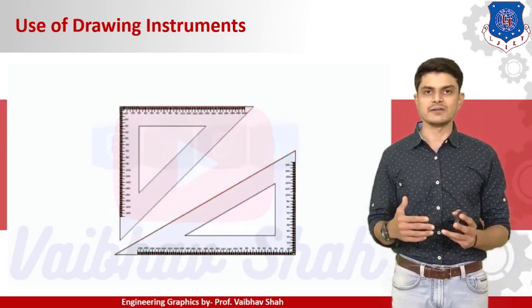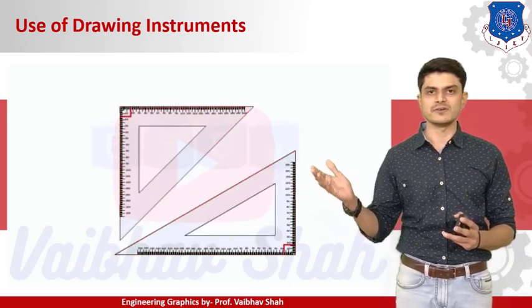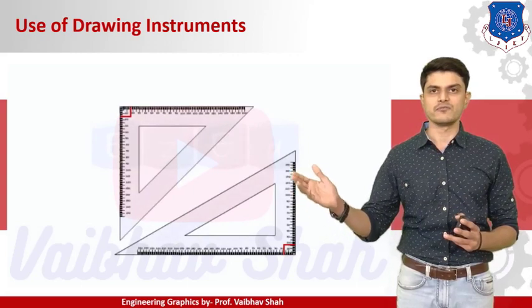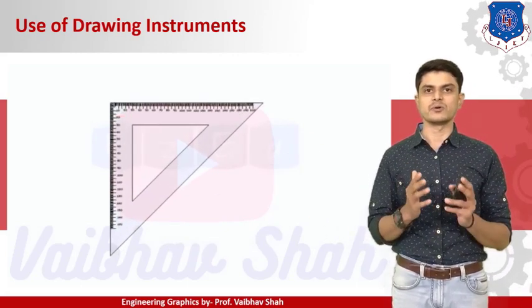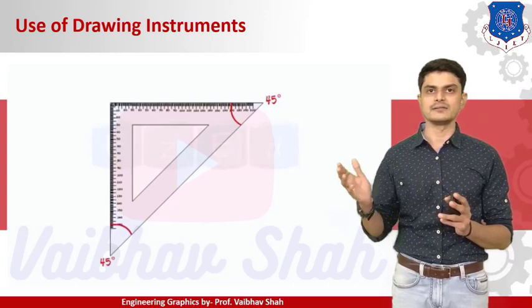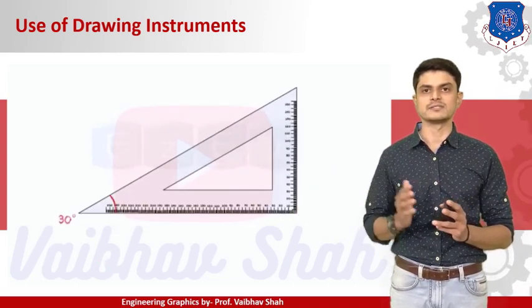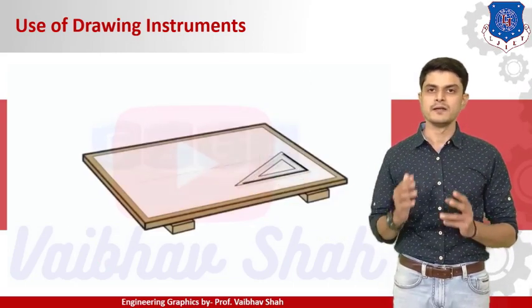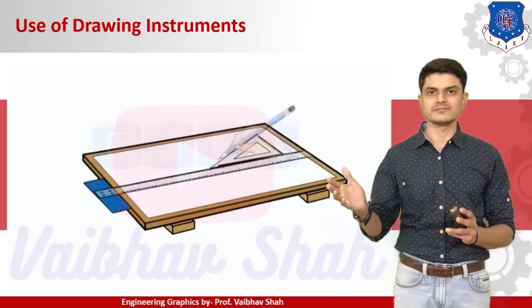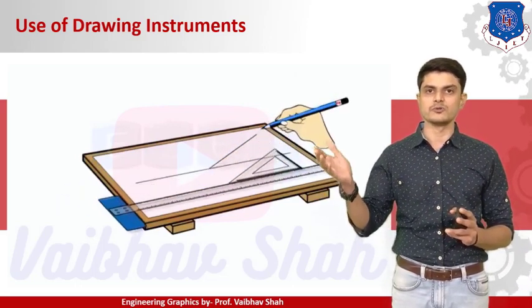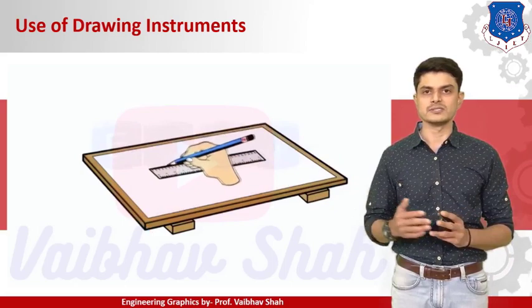Then after, let us use this 30 degree, 60 degree set square and this 45 degree set square on the left. You can draw 45 degree, 45 degree with that, and 30 degree, 60 degree with your 30 degree, 60 degree set square. This is the 30 degree, 60 degree set square. So now let us see how to draw with the help of set square. You need to place the set square on your T-square, and you can draw this thing.